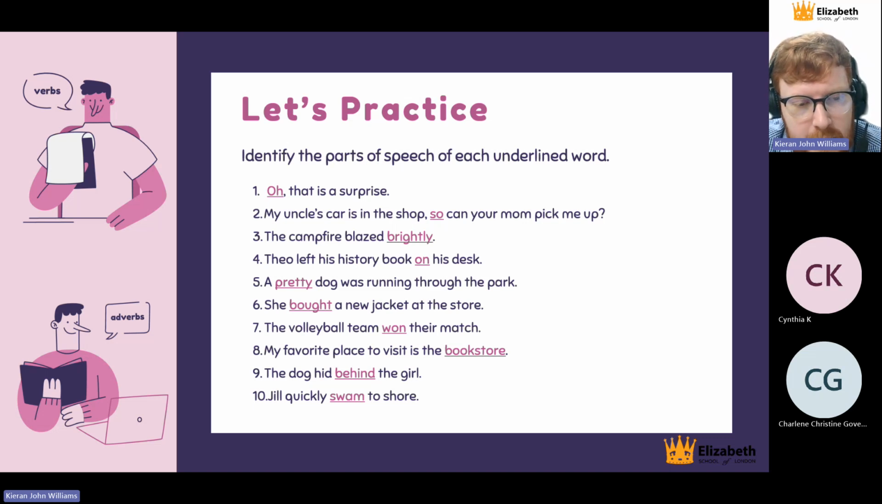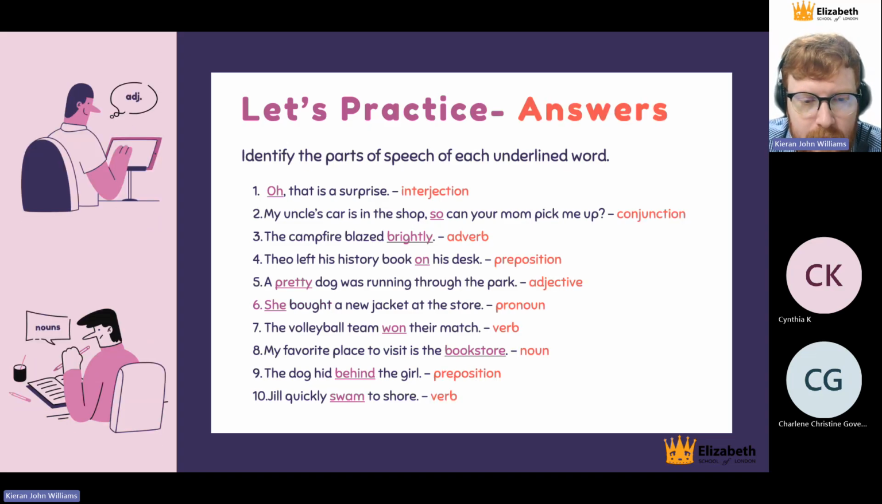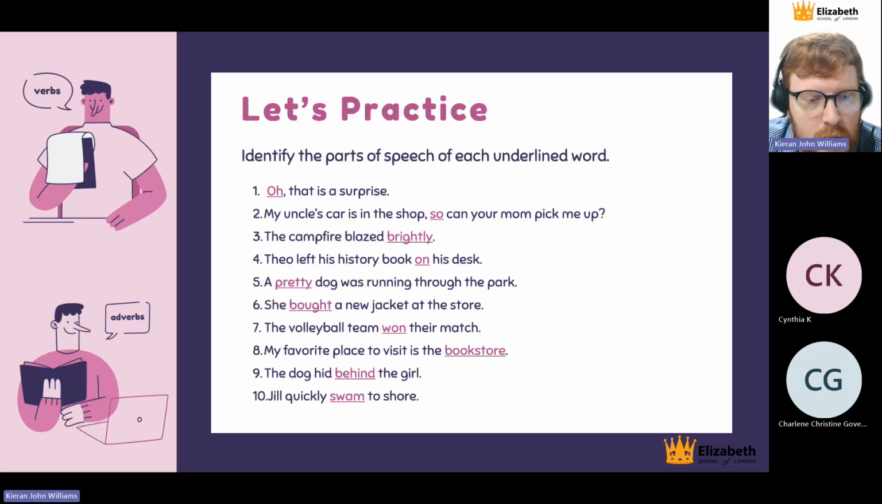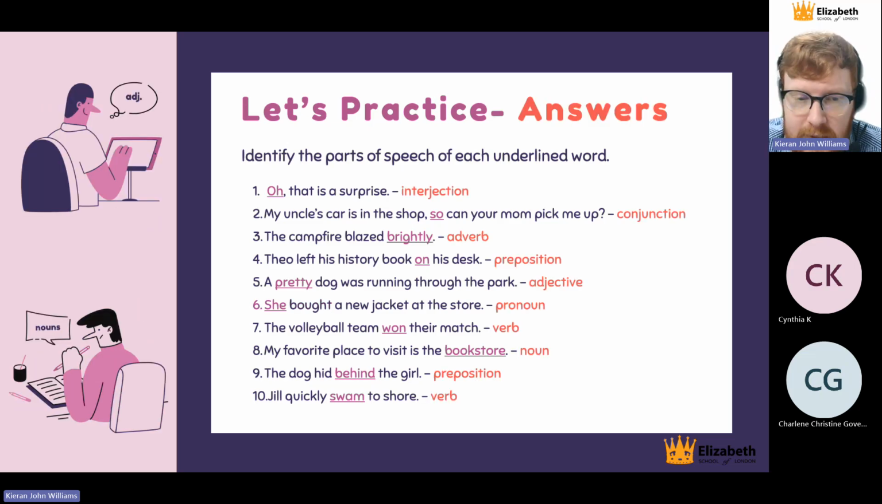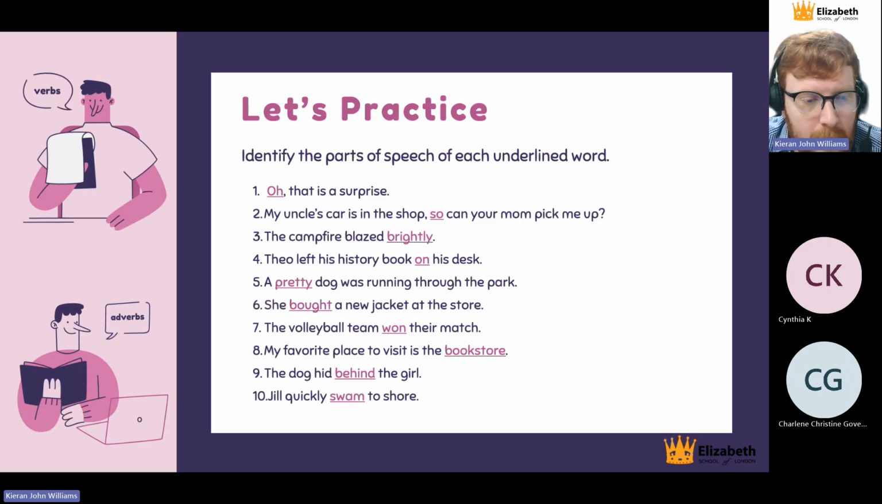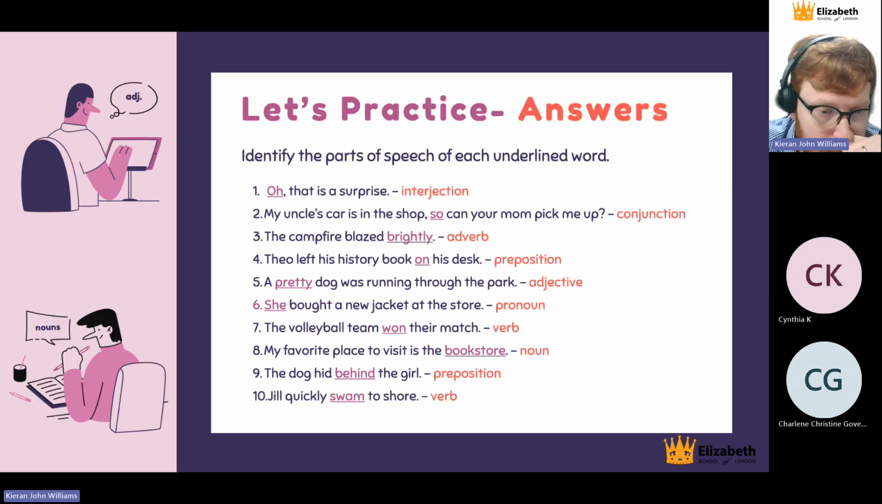Number 3, the campfire blazed brightly. Brightly is an adverb because it describes how the campfire blazed. Number 4, Theo left his history book on his desk. On here is a preposition because it talks about where it is located. Number 5, a pretty dog was running through the park. So pretty is describing the dog, so that means it is an adjective.